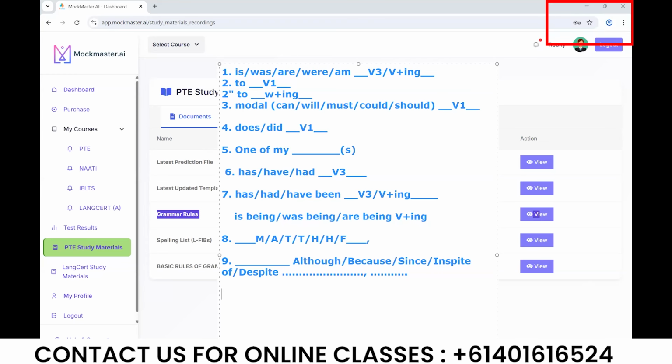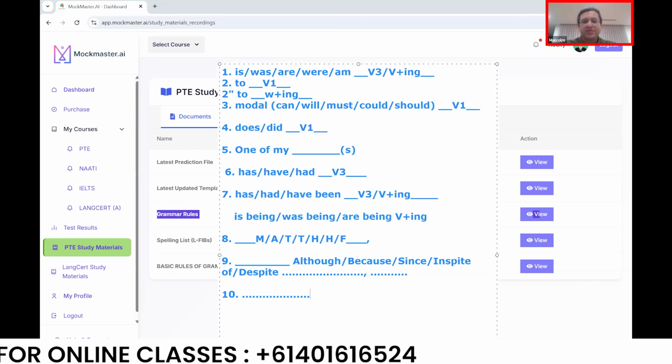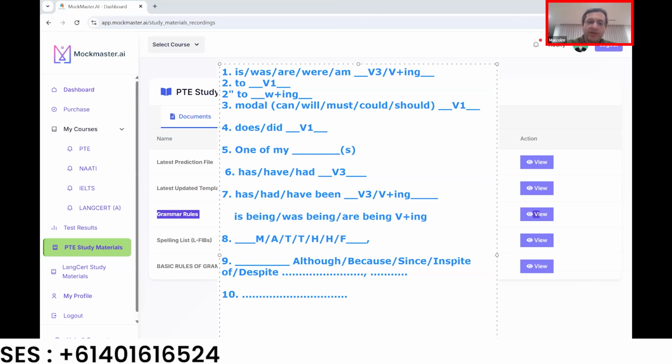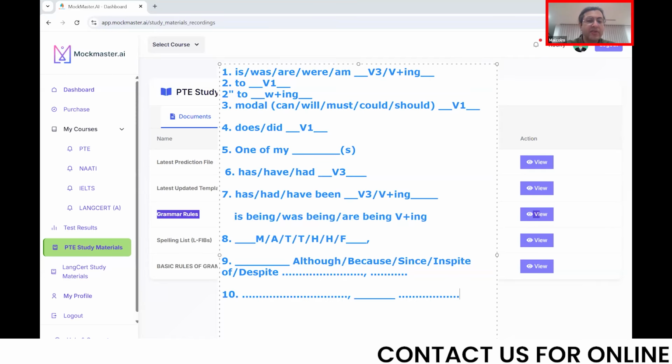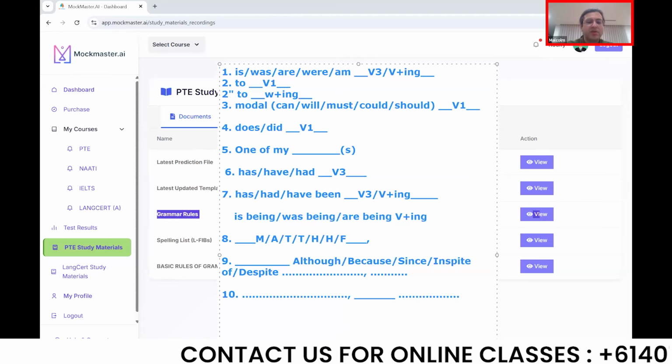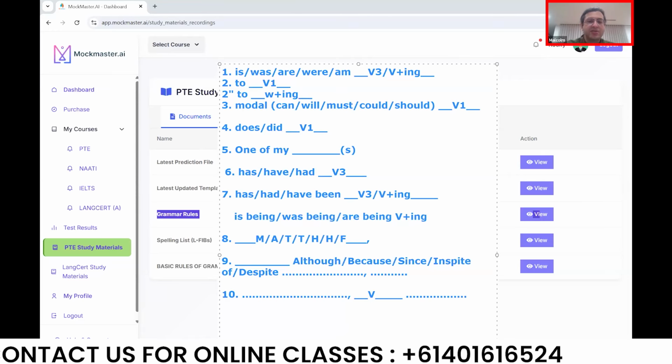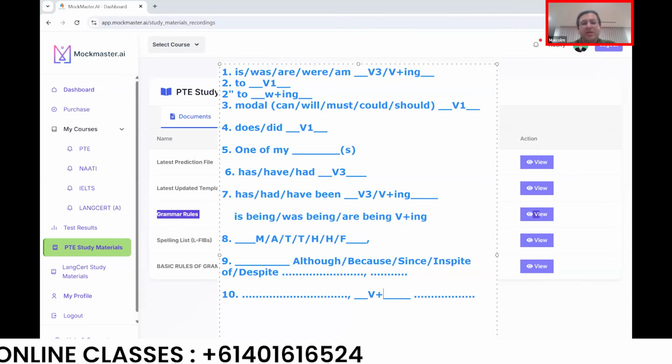The next rule is, if there is a comma in the sentence, and immediately after the comma there is a blank, and if it is a verb, there is a very high chance that it will be in the -ing form.